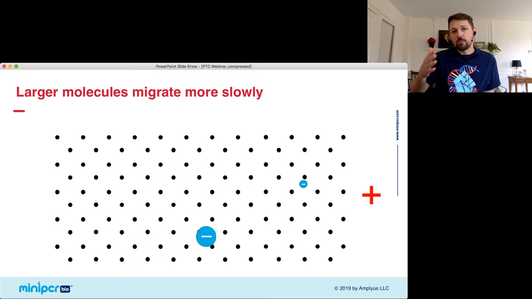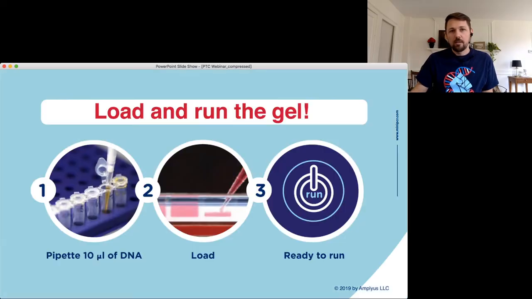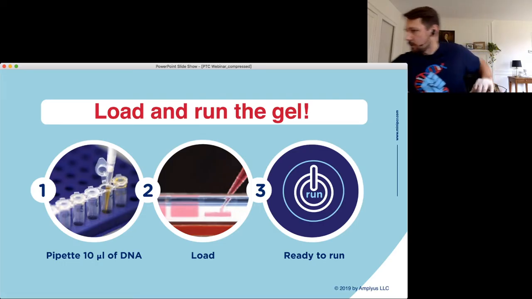We turn it on, it runs that far, and then we turn it back off again, and it stops. And so from there, we can tell relatively how big our different sizes of DNA are. So our smaller DNA moved farther than our larger DNA. That's what's going to happen in our gel, and we're going to go ahead and load it, and then we will share some results.